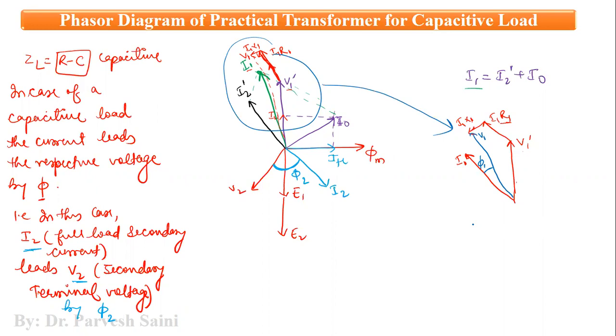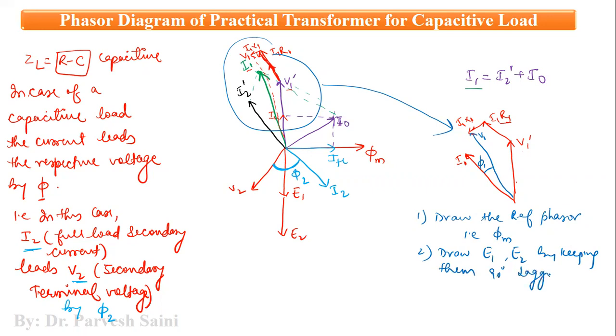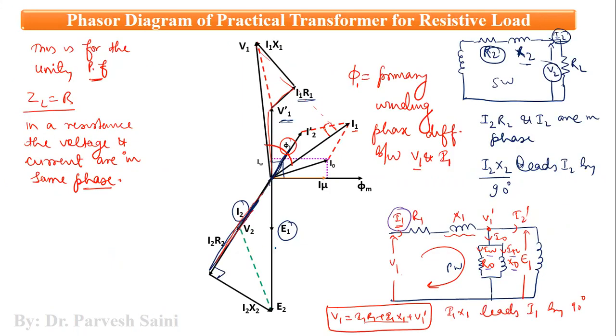We simply have to remember a few points. First is draw the reference phasor, that is phi m, right? And second is draw E1, E2 by keeping them 90-degree lagging the phasor phi m, right? And then again the same few concepts are applied here. V2 will be shown in such a manner that V2 will always be behind E1 and E2. Why? Because in the secondary winding, if you apply KVL, we have already studied this in the previous slide. So V2 is equal to E2 minus I2 R2 and I2 X2. So this is the resultant one, right? So that is why it is always shown behind E2, right?